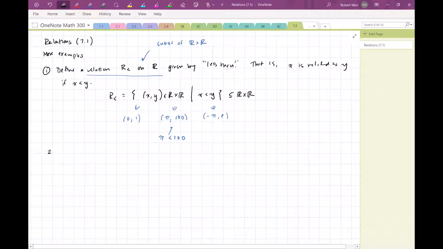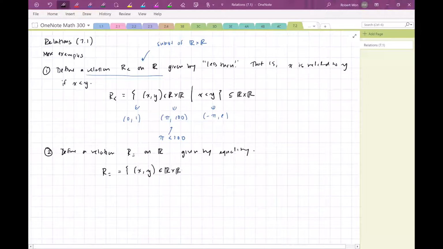Okay, that's a very natural relation. Let me define another one. So let's define a relation, and I'll call it R sub equals on R, given by equality. What do I mean by that? I'll take R equals to be a certain subset of R cross R. I'll take all the ordered pairs such that x is actually equal to y. So I'll take all the ordered pairs where the two coordinates are equal.